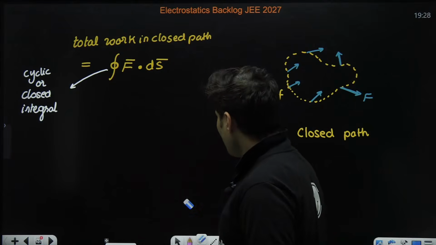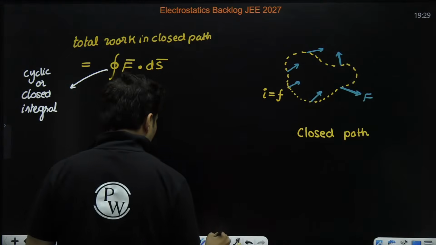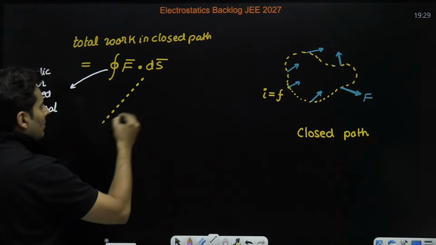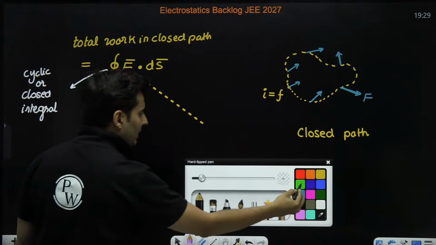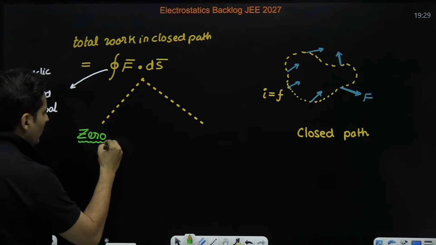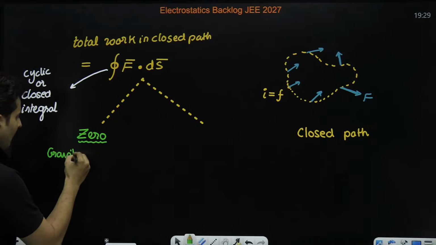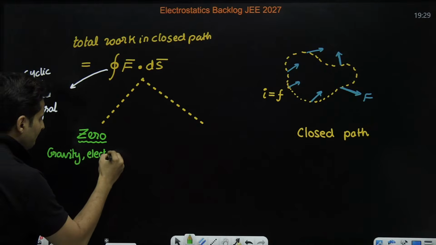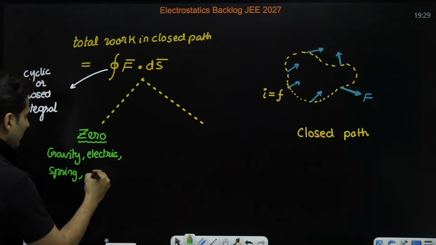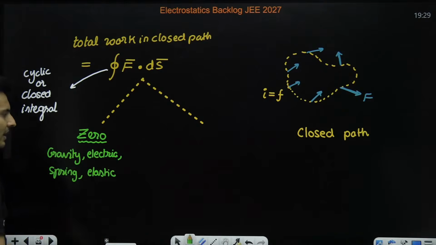Now that we understand the meaning of this cyclic integral, there are two outcomes possible out of this behavior. What are those two outcomes? The first outcome is when you come back, the outcome is zero. And this happens for forces like gravity, electric force, spring force, and also elastic forces. All these forces, if you do this integral, they always end up being zero.